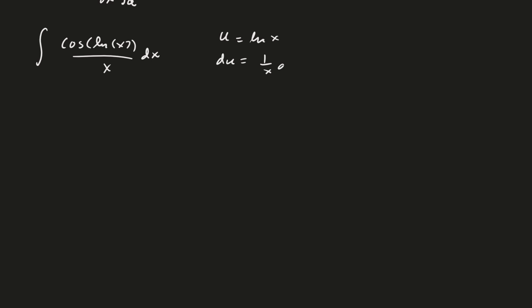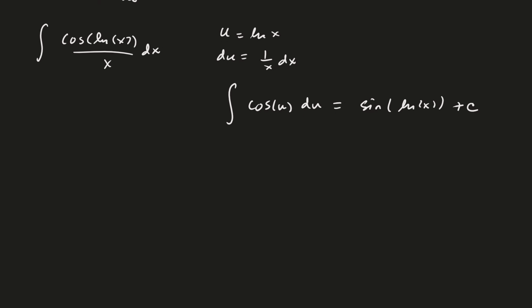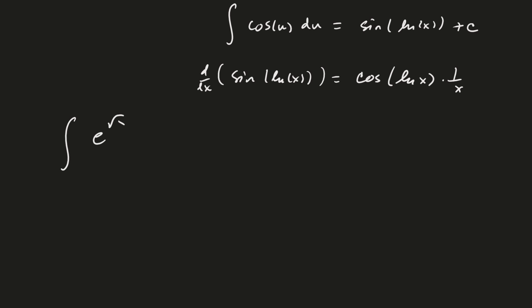And now when we integrate, we would have the cosine of u times du. Good. And so that's just going to be the sine of u. And u is natural log of x, plus c. Good. And of course, you could always double check these, right? Because if you differentiate the sine of the natural log of x, you get cosine of the natural log of x times 1 over x. And so you're back to where you started. Good. How about the integral of e to the square root of x dx over the square root of x?